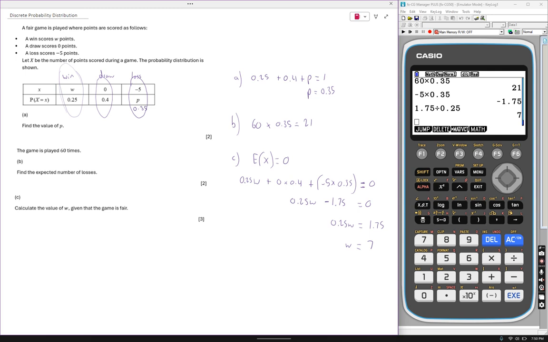That one is worth 3 marks. You get a mark for interpreting that the expected value of X equals 0. You get a mark for the correct expression, and then you get a mark for the correct answer of W equals 7.